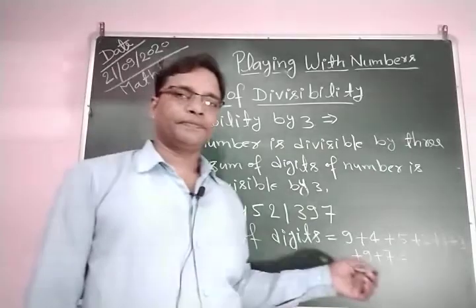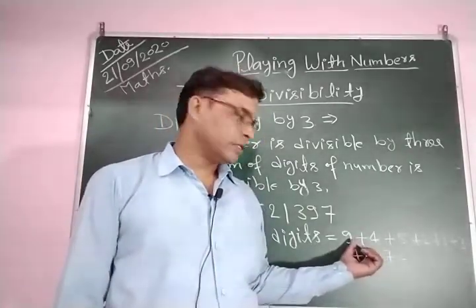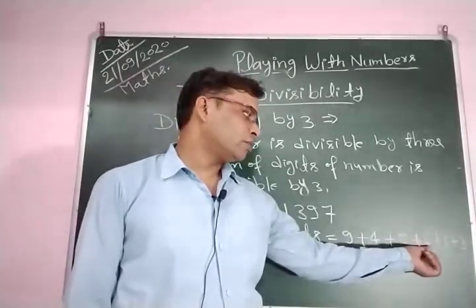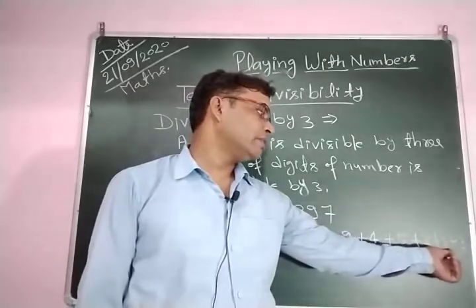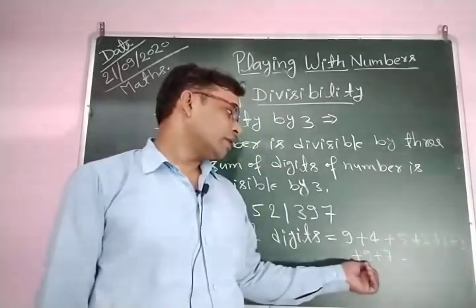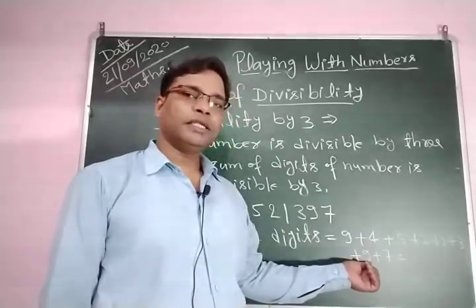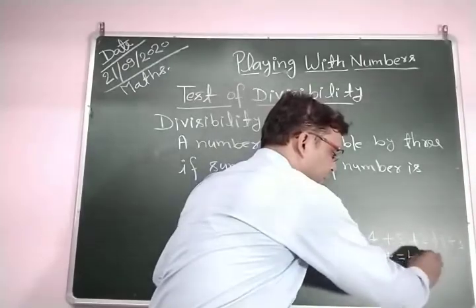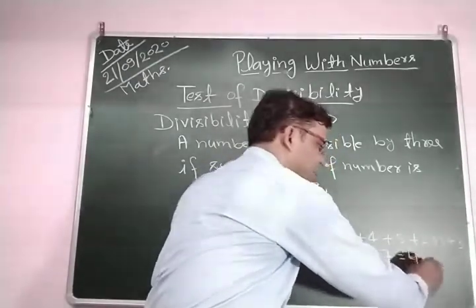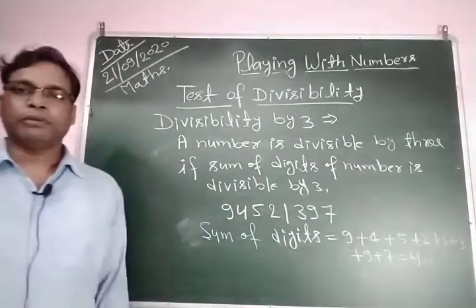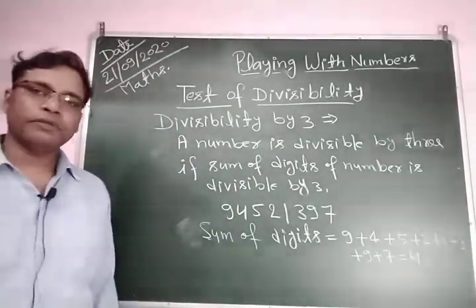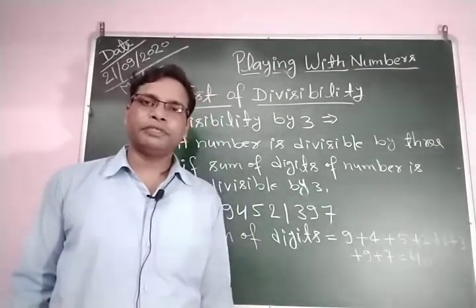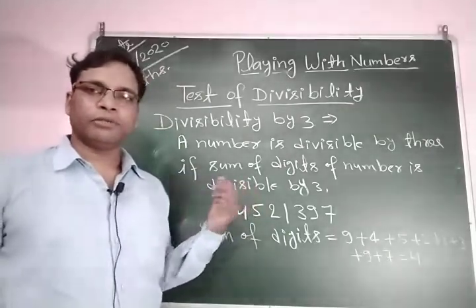Okay, so sum it: 9 plus 4 is 13, 13 plus 5 is 18, 18 plus 2 is 20, 20 plus 1 is 21, 21 plus 3 is 24, 24 plus 9 is 33, and 33 plus 7 is 40. Okay, so you can see here the sum of digits is 40, but you know very well 40 is not divisible by 3. It means that this number is also not divisible by 3.